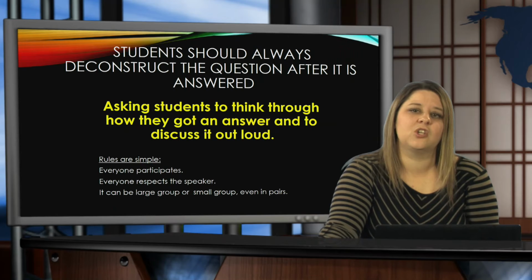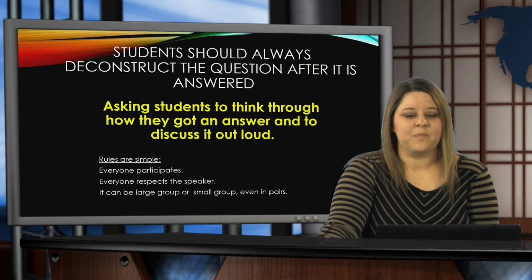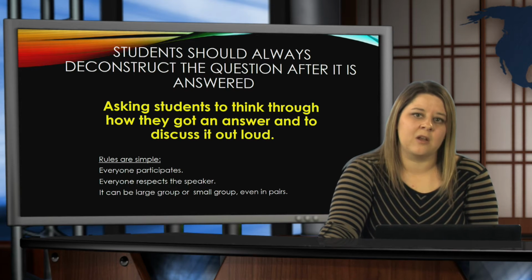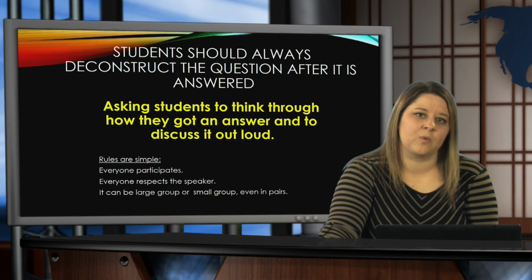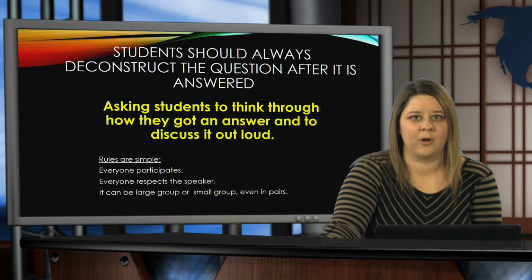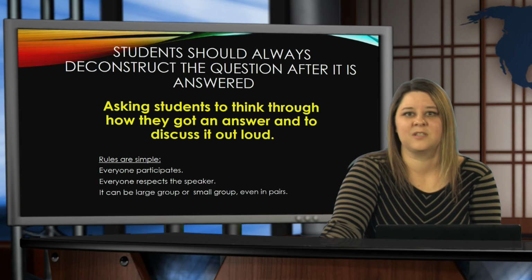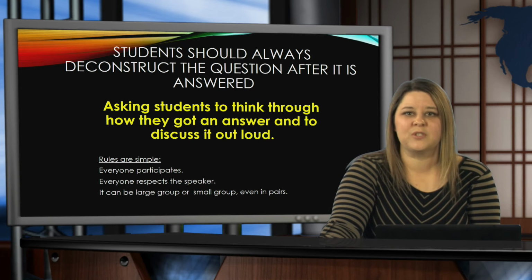So now let's take a look at deconstruction. After a student answers the question, they need to go through and analyze why that answer was correct and why the other answers were wrong. This is deconstruction. So asking the students to think through how they got the answer and to discuss it out loud.